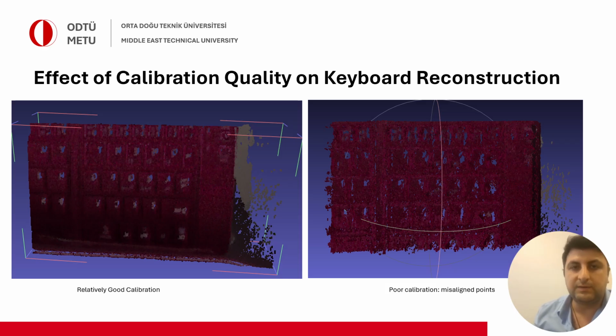This comparison shows that dual camera reconstruction is highly sensitive to the relative pose between cameras. Even if the laser line is detected correctly, wrong calibration can still produce a wrong 3D reconstruction. This is why accurate calibration is one of the key requirements of the paper.